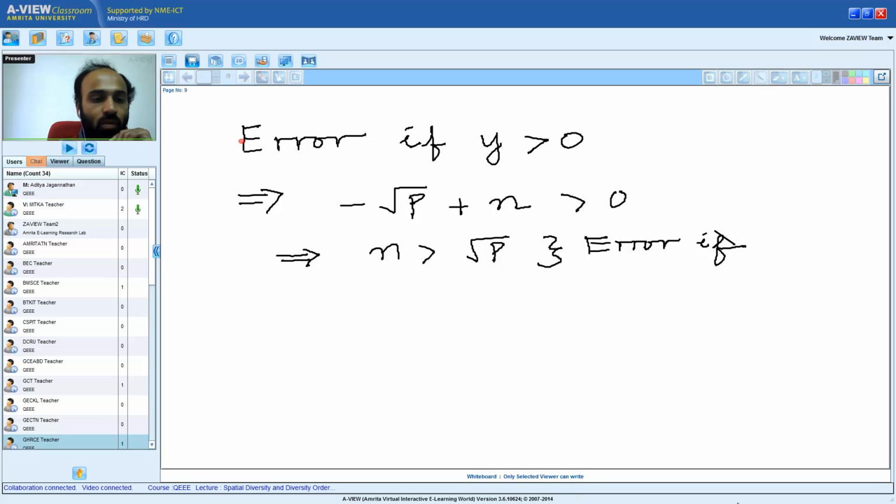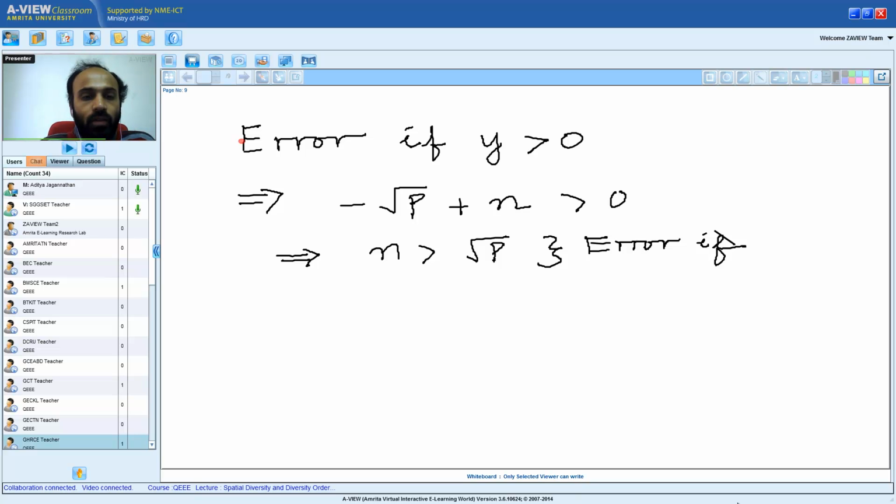Is everyone following this? So we are saying something similar: I will have an error if y is greater than 0, which implies that n is greater than square root of p. Are you able to hear and follow me? Okay, so n is greater than square root of p.